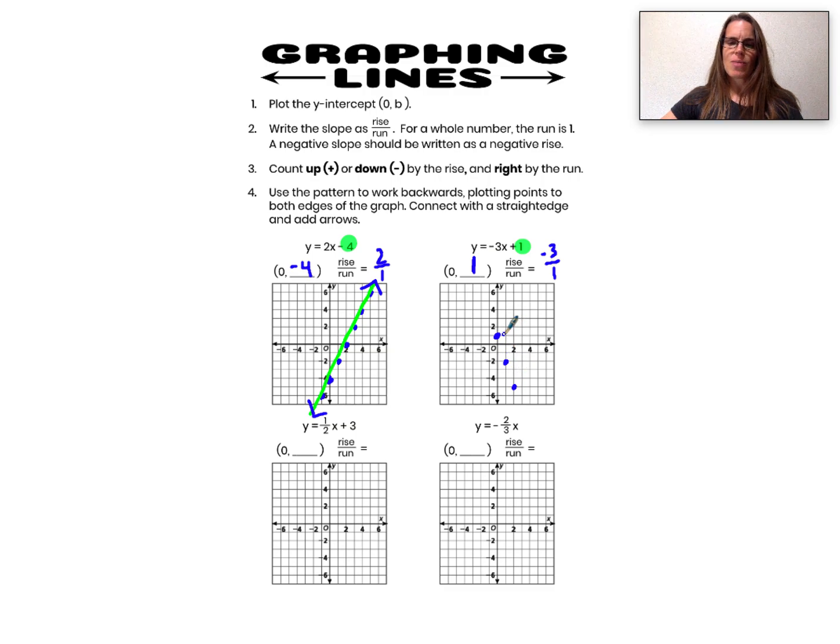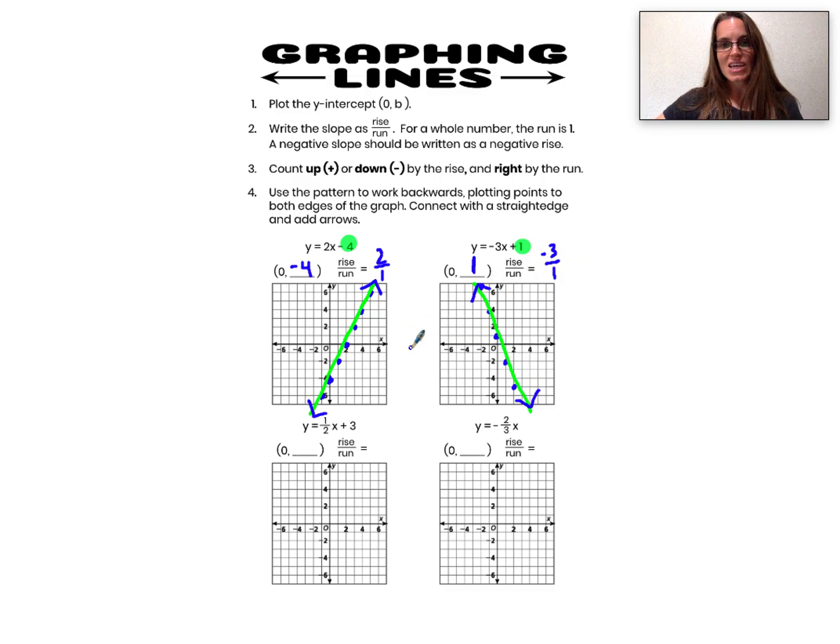I need to continue the pattern backwards, so instead of down 3, right 1, I go up 1, 2, 3, left 1. Up 1, 2, 3, left 1. I'm going to do my best to connect that with a straight line, but you would never just do it by hand. You would use a straight edge. That looks terrible. And include arrows.